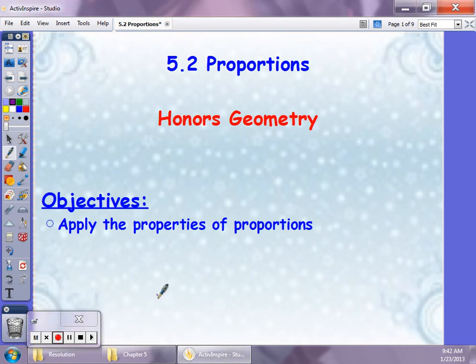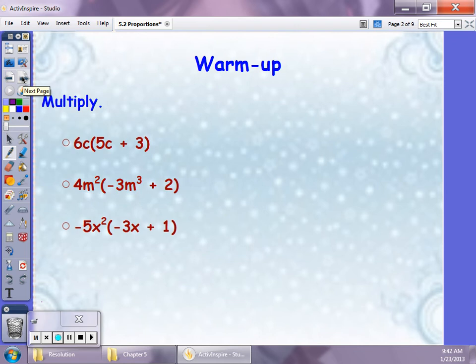Today's honors geometry lesson is on section 5.2, proportions. The objectives are to apply the properties of proportions. Before we start the lesson, let's go ahead and look at a warm-up. So at this time, stop the video, work through the warm-up, and when you're ready to review the answers, go ahead and continue with the video.